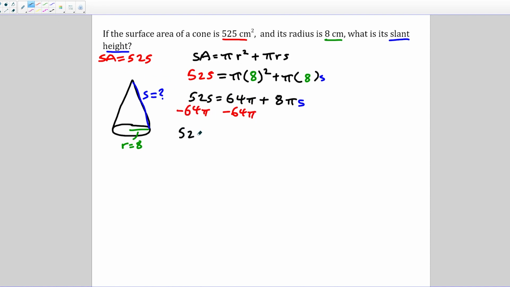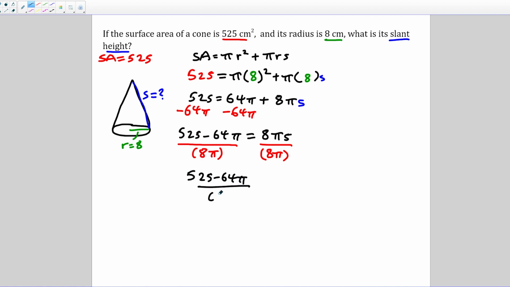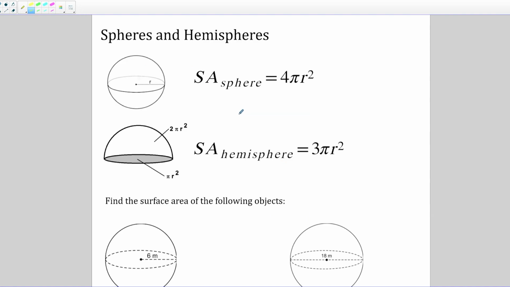And I'm left with 525 minus 64 pi is equal to 8 pi S. Here I can divide both sides by 8 pi in brackets, and then I'll do the same on the left-hand side. Once I've done that, I've got 525 minus 64 pi divided by 8 pi in brackets is equal to S. So once I pop that into my calculator, I get a final answer of S is equal to 12.9 centimeters. So our next section here deals with spheres and hemispheres.